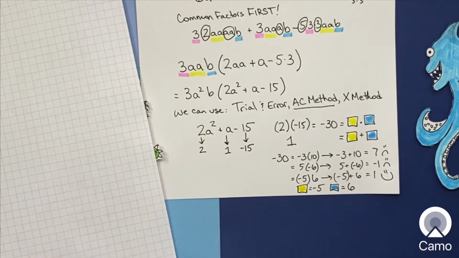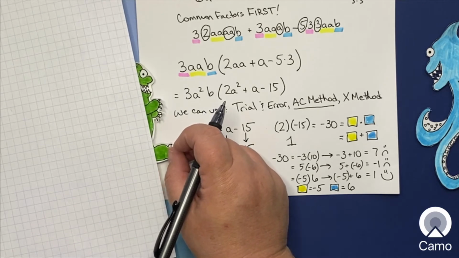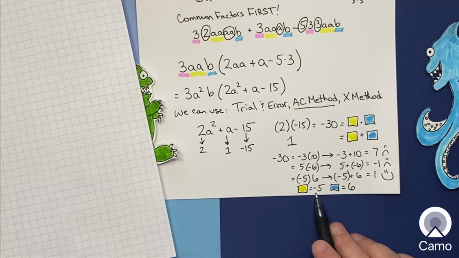Now, I can already hear you wondering out loud, but wait, what if I got 6 first and then -5? And I will tell you, the cool thing about the AC method is it does not matter.